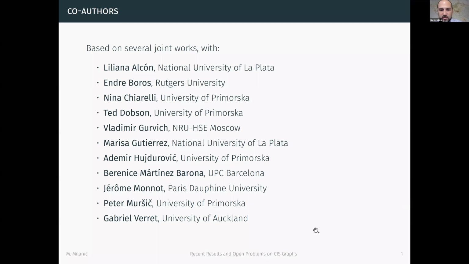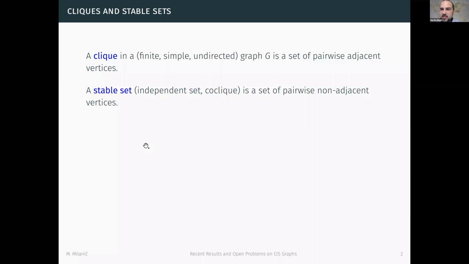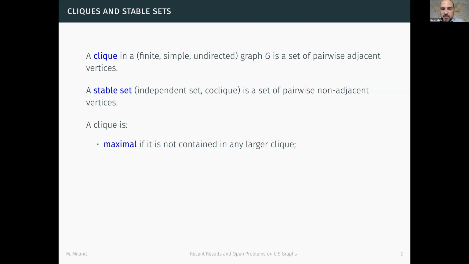So to make sure that we are all on the same page, we will be talking here only about finite, simple, and undirected graphs, which will be denoted by G. A clique in a graph is a set of pairwise adjacent vertices, while a stable set is a set of pairwise non-adjacent vertices. Stable sets are often called independent sets, or in the algebraic combinatorics literature, they are called co-cliques. We will say that a clique is maximal if it is not contained in any larger clique. So it does not have to be of maximum size. It's enough that it is inclusion maximal.